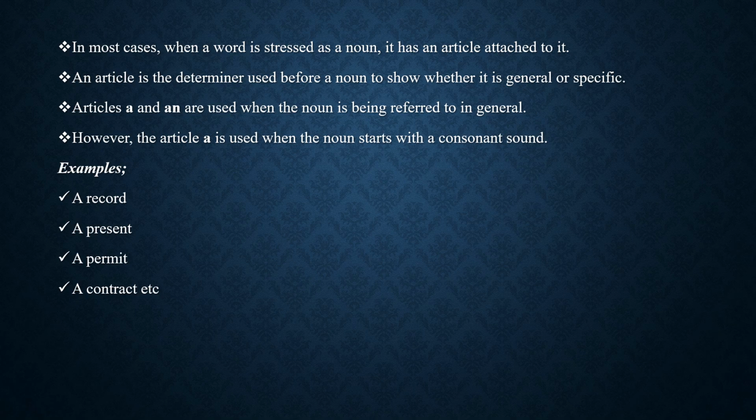like for example in my examples, if you can see we have a record, which is coming out as a noun, a present, a permit, a contract, and many others. So from the example a record, re comes from the consonant r, which gives us the consonant sound, and all these other examples that you are seeing here on my screen.